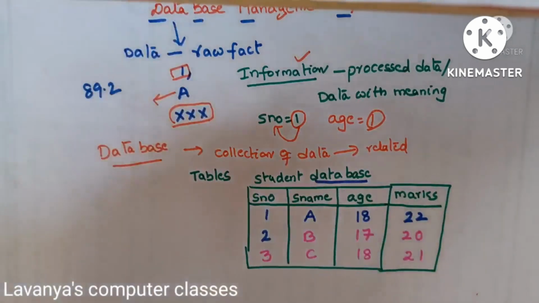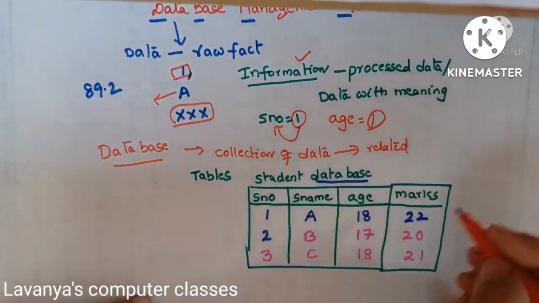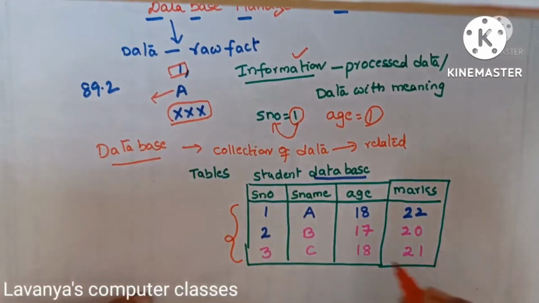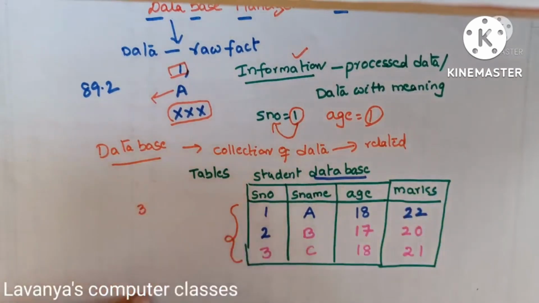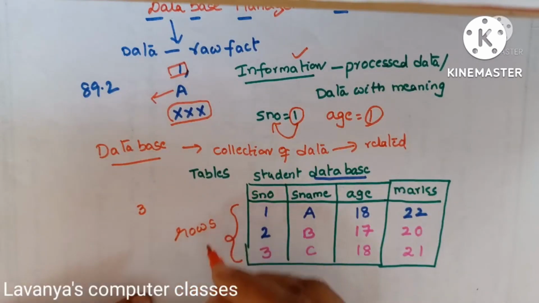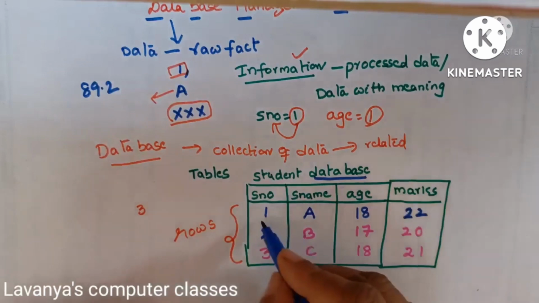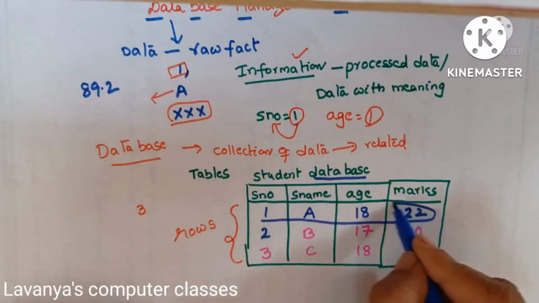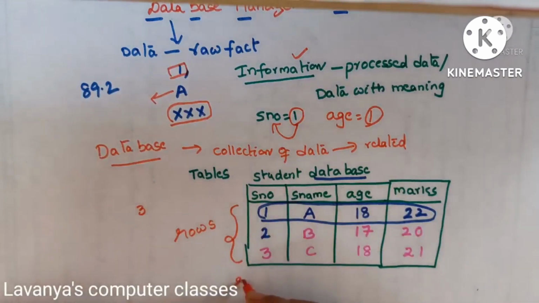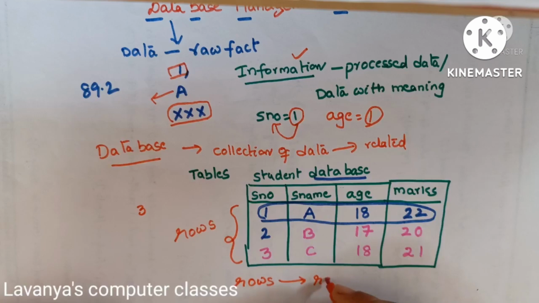In this student database, now I will explain some words. How many students' information is stored in this example? 3 students' information is stored: student number 1 information, second student information, third student information. These horizontal lines are called rows. The rows are called records.